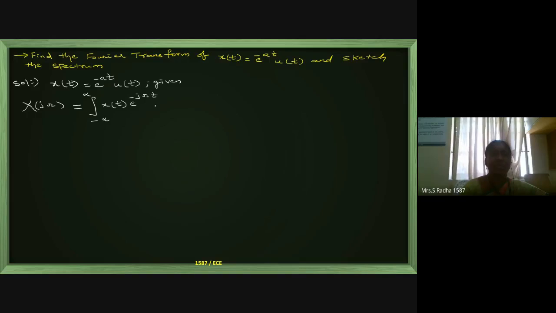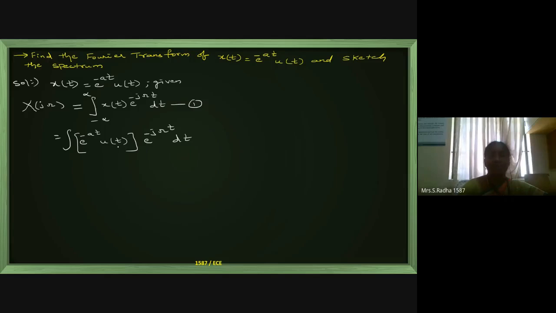omega t dt. This is the formula, equation number 1. Signal into e power minus j omega t dt. So what I will do, I will substitute the signal. The given signal is e power minus at u of t. Signal into e power minus j omega t dt is the formula.